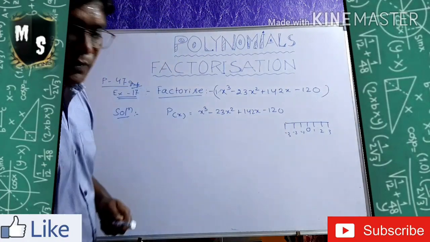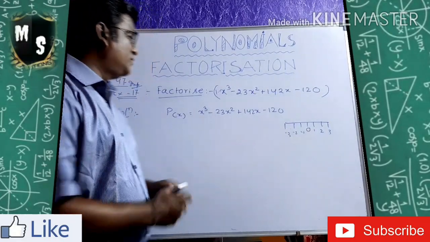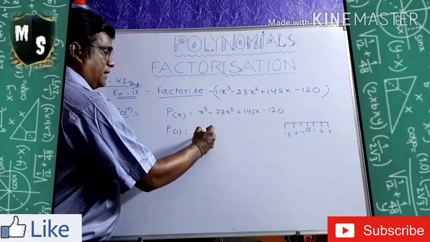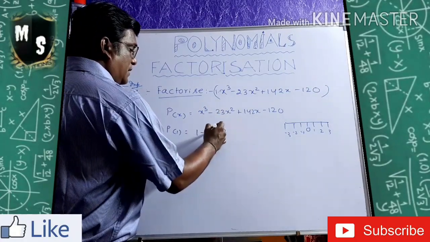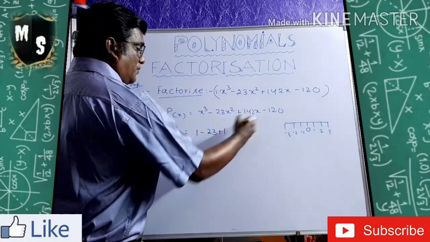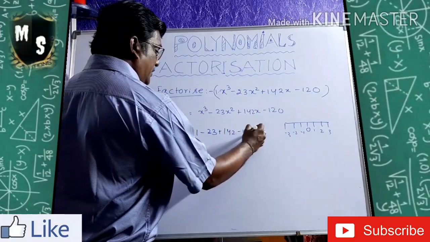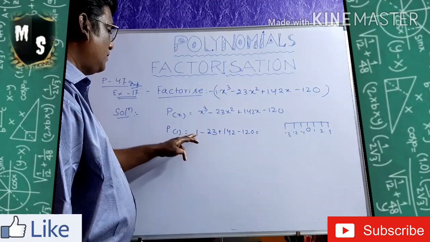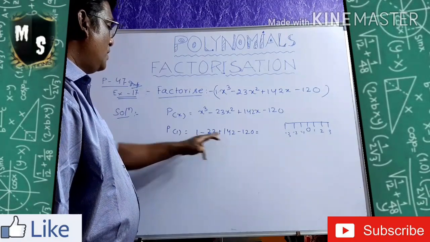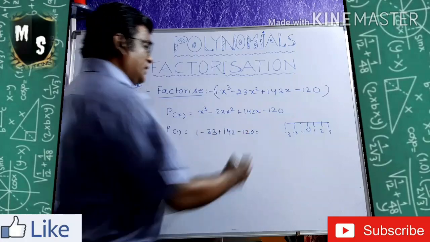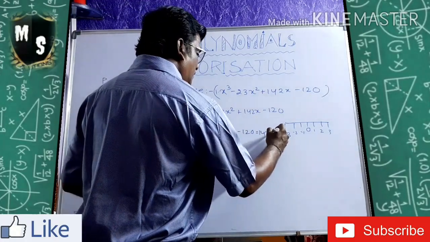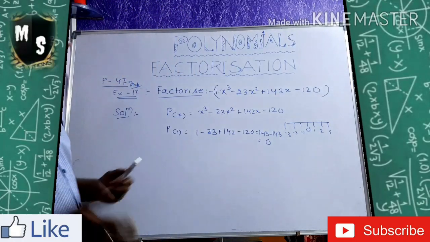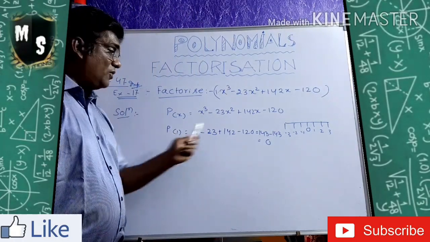So now I am going to put my value 1. Let's put 1. P of 1. So what is p(1)? 1 cube is 1, minus 23 into 1 square, that is 23, plus 142 into 1, 142, minus 120. What is it giving? 1 plus 142 is 143, minus 143. It is giving you 0. You got it? What I want to say, when I put the value 1, I got 0.